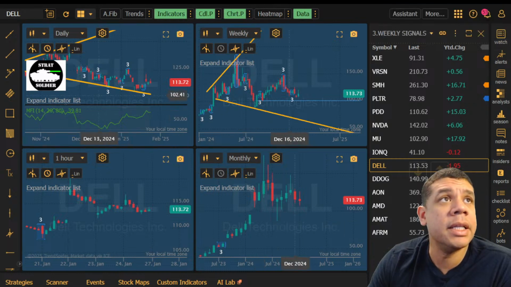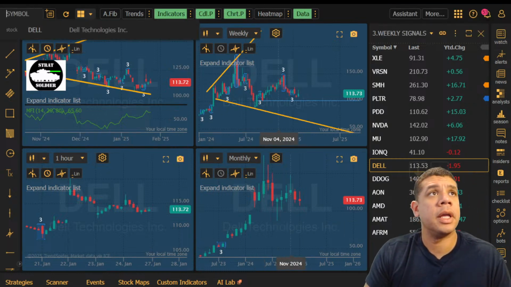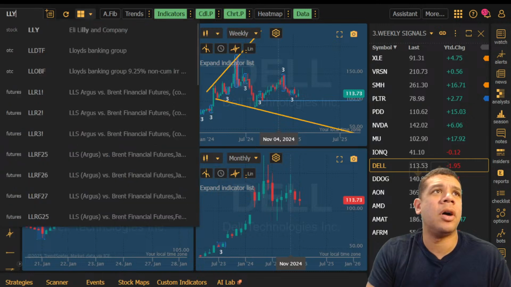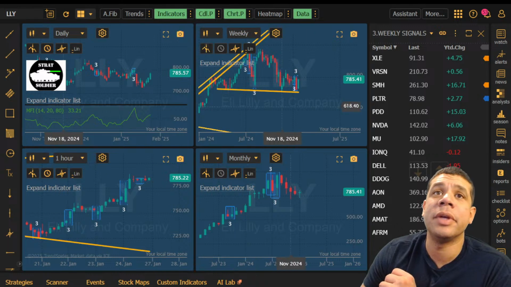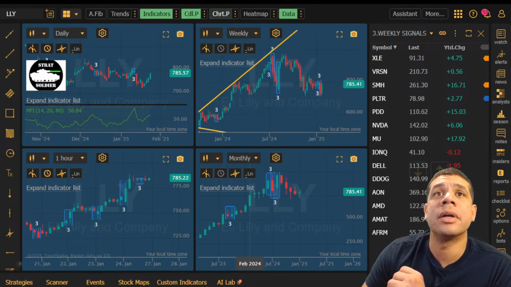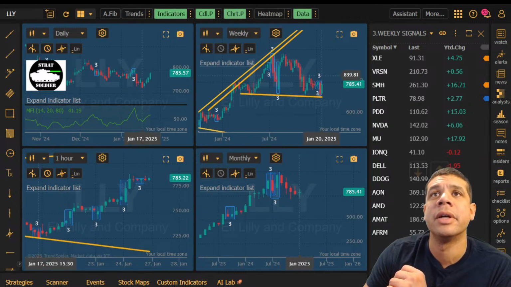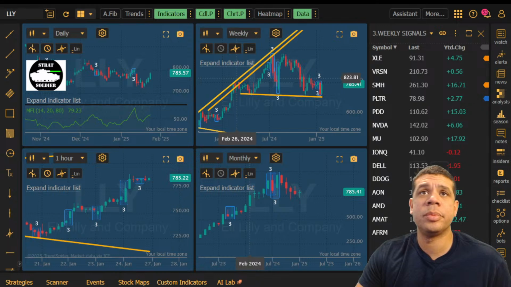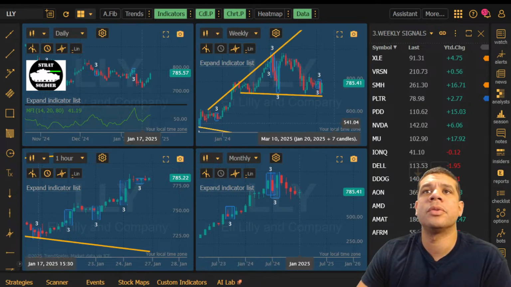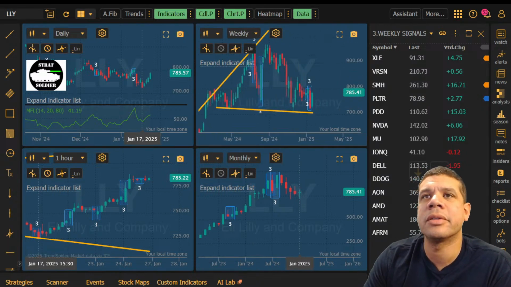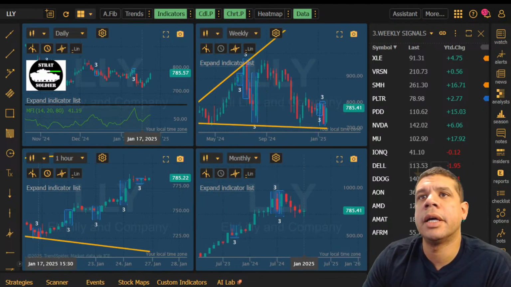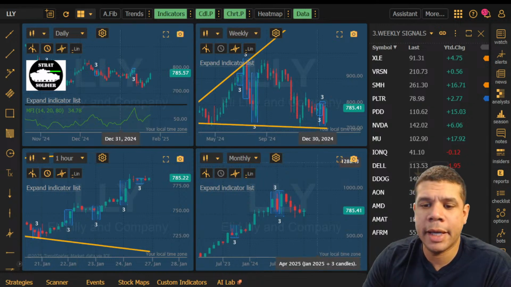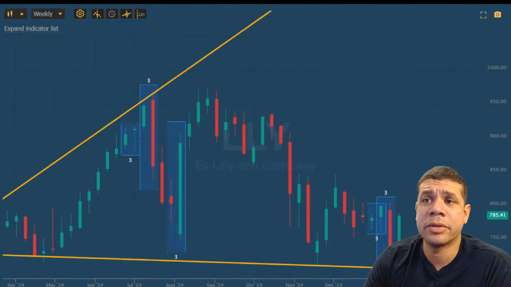Lily. LLY. Lilly, they have all the pharmaceutical drugs. Their stuff works too. Okay, so I drew my broadening formation, and then TrendSpider was like, hey, there's a broadening formation here. So I'll delete mine. I'll delete my top line here, and we'll use what TrendSpider says, just because it's easier to see on the charts. But there you go. Insight on the week. Looking for the 3-1-2 up. And we'll blow that up because that's kind of hard to see on the screen right there.